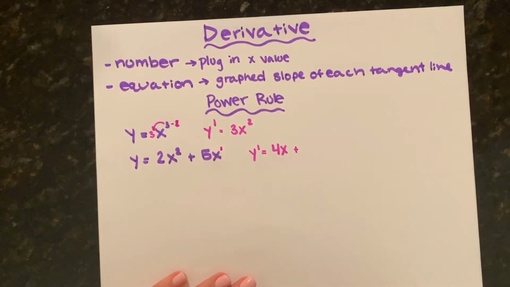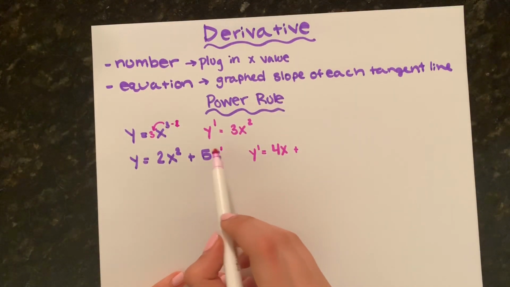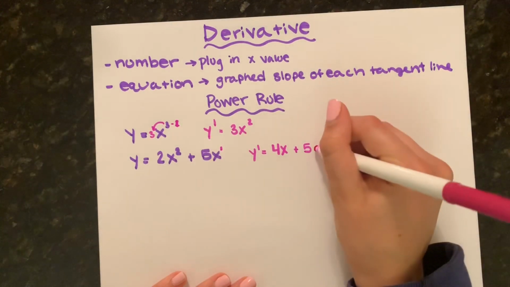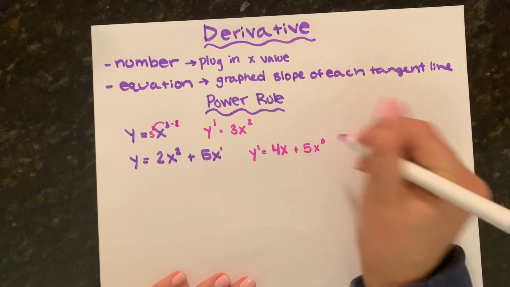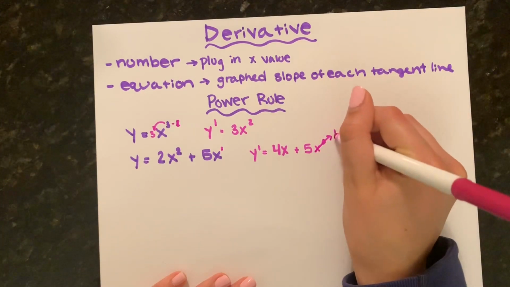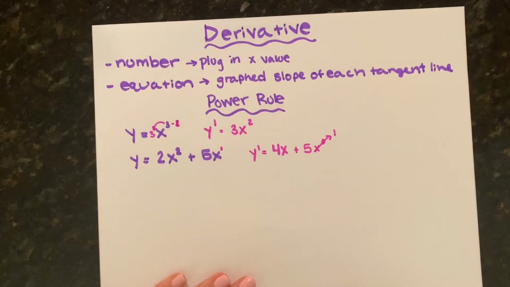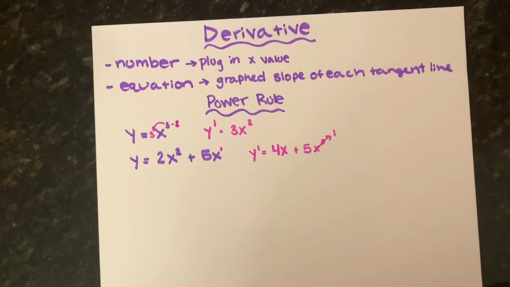Next, we will do the same to 5x, which has an imaginary power of 1. So we're going to bring that 1 down and multiply it by the current coefficient, and then subtract 1 from 1, which becomes 0. And x to the power of 0, as we know, is 1. So our derivative would just be 5. Now, if we had more terms in this polynomial, we would continue, but as we don't, our derivative comes out to be y prime equals 4x plus 5.